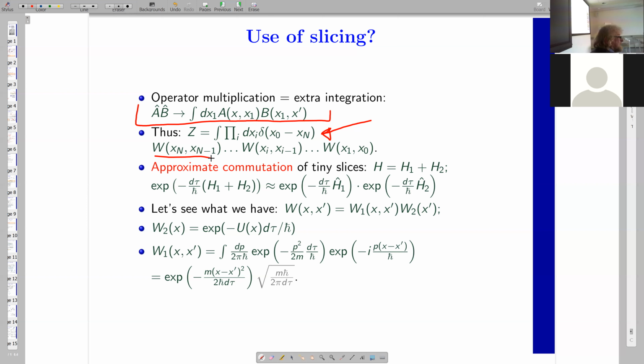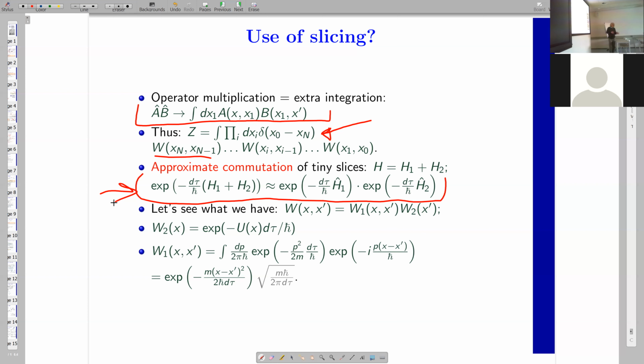Now we can do an approximation on each slice, and this is a very constructive approximation one can implement. So the matrices approximately commute for thin slices. How can one prove it? For instance, one can just expand it in delta t and see that this formula is wrong only by terms proportional to delta t squared.